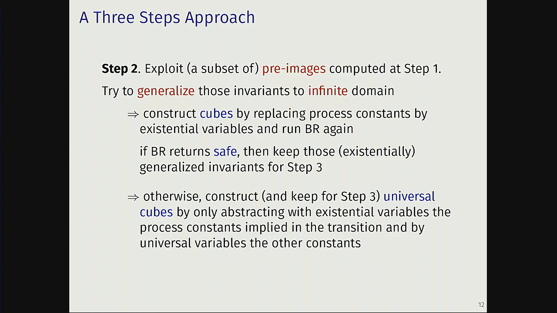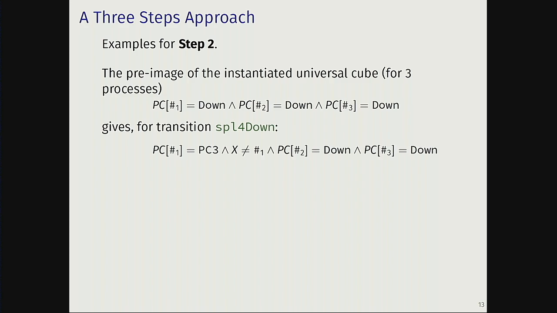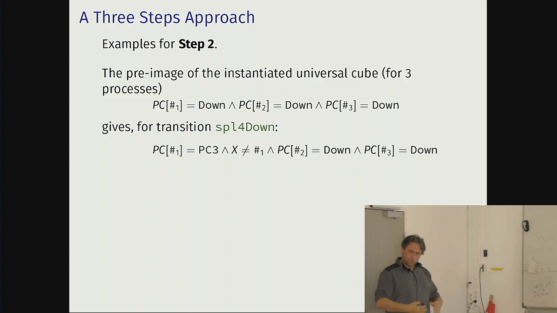But we have a mix of existentially and universally quantified variables. So I will give you an example. For instance, this is the first formula: PC is down for every constant 1, 2, and 3. If you do the pre-image of this formula using the SPL4 down transition, which is just the transition that assigns down to the last process, then before this transition, the process H1 was in PC3, X was distinct from H1, and the other one was in down. That's an invariant of the system.